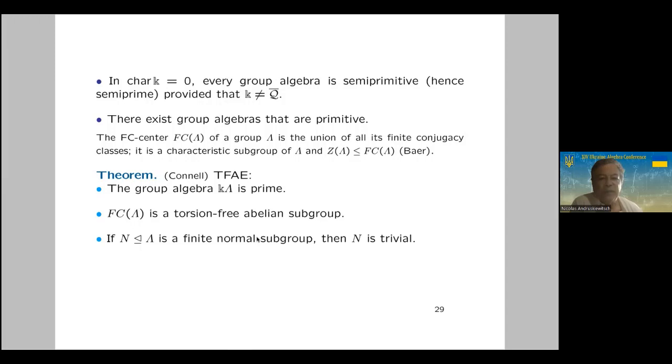There are group algebras that are primitive, and there is a theorem by Connell that characterizes when the group algebra is prime. The group algebra is prime if and only if the FC center of lambda is a torsion-free abelian subgroup, and this is equivalent to there being no finite normal subgroups except the trivial one.